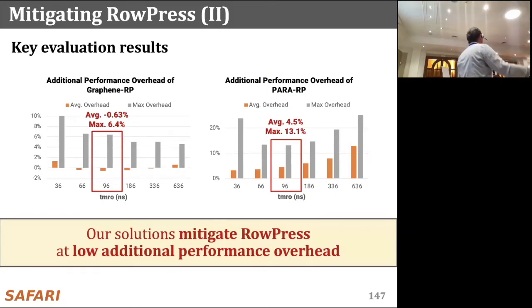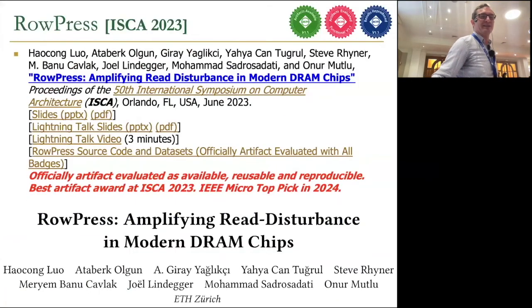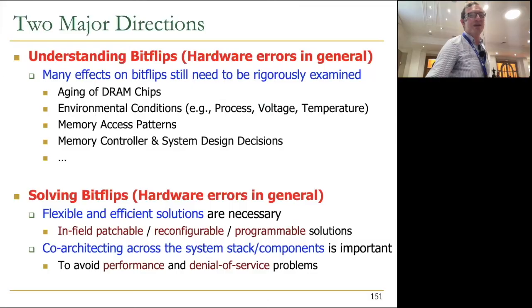Now performance degradation increases, as you can see. It's low, but it still increases. So you can see now these robustness issues are affecting our performance and energy. Okay, there's many more in the paper, but you can read about that. So I believe there's more to come. We're not done yet. Now we need to understand more and we need to solve these bit flips.